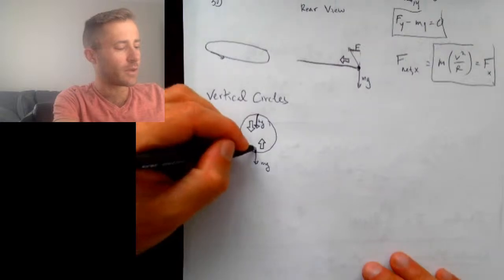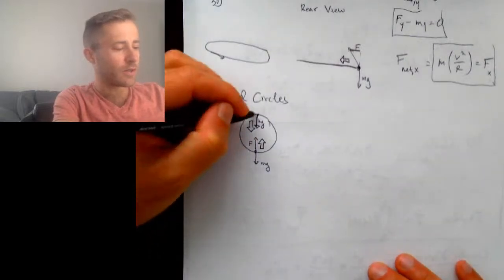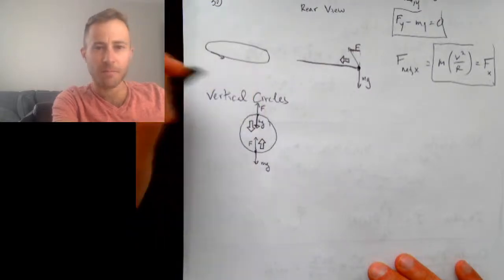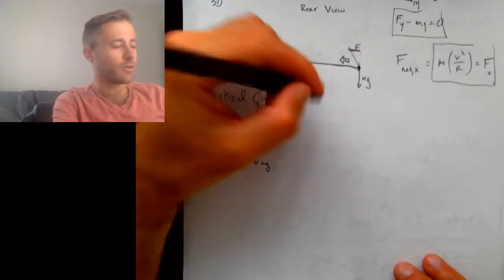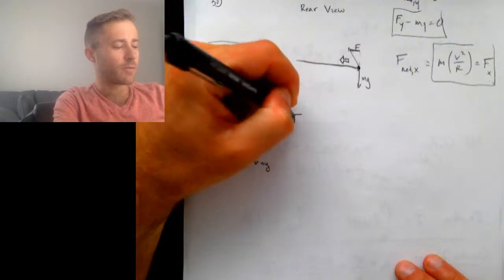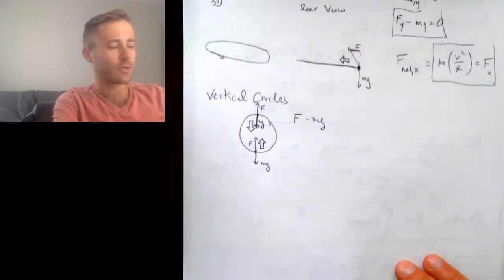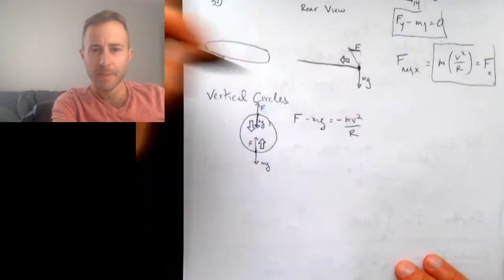And typically in vertical circles, there is more than one force involved. So you have maybe a second force, which I'll call just F, like that. So your Newton's second law at the top of the circle is going to be F minus mg, the net force, equals minus m v squared over r. All right.